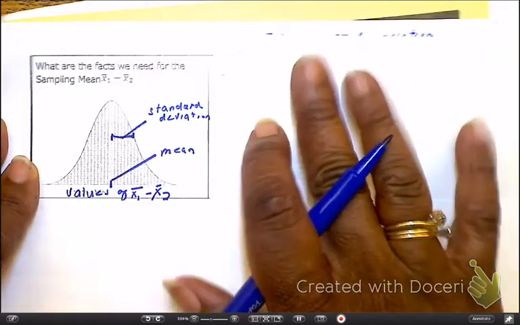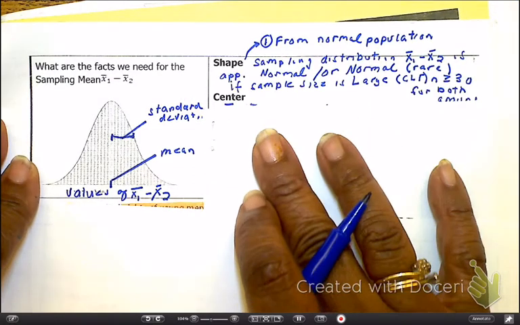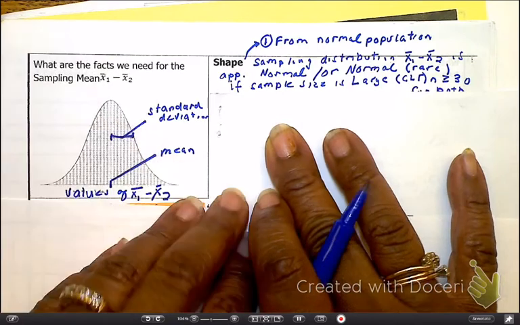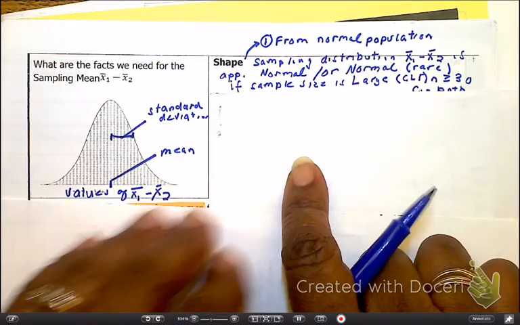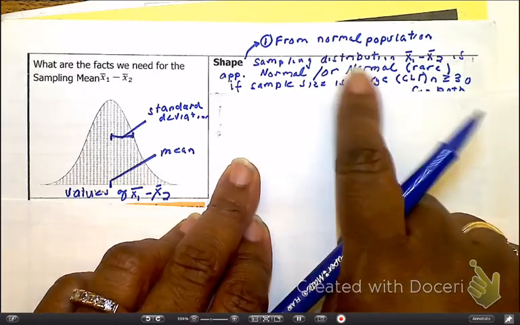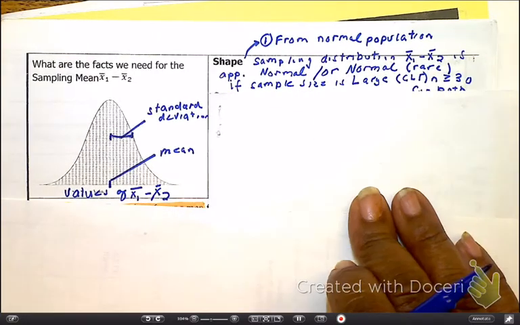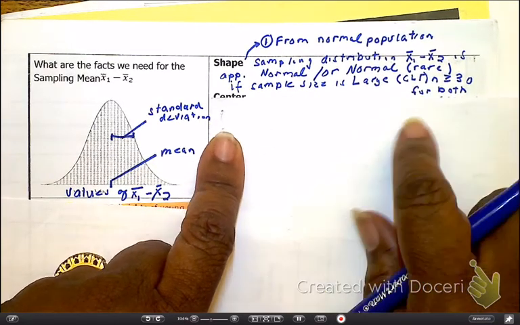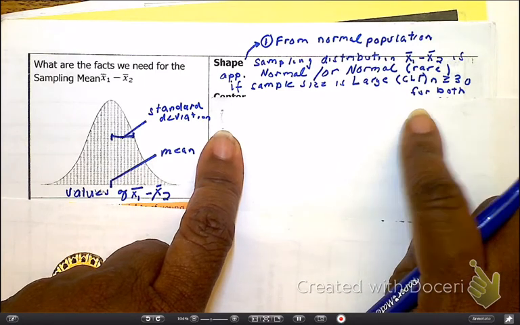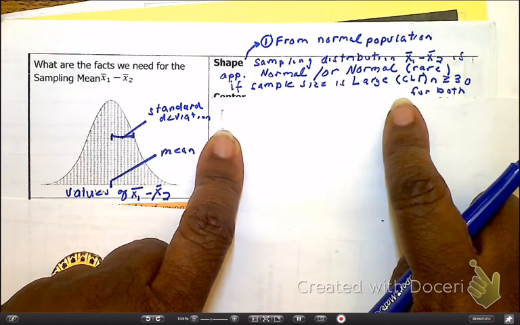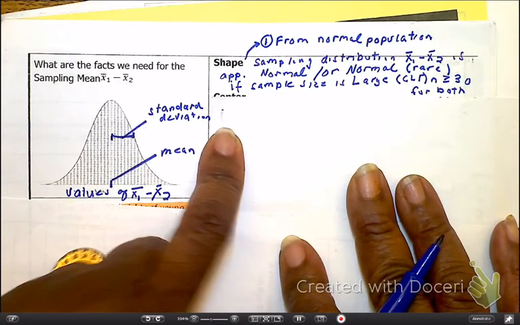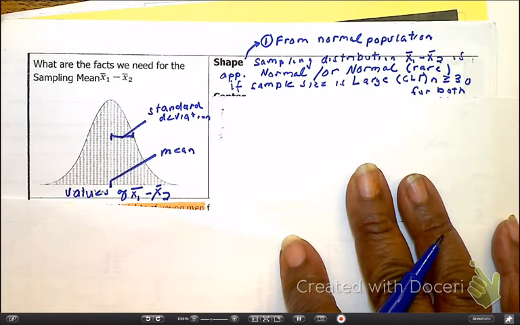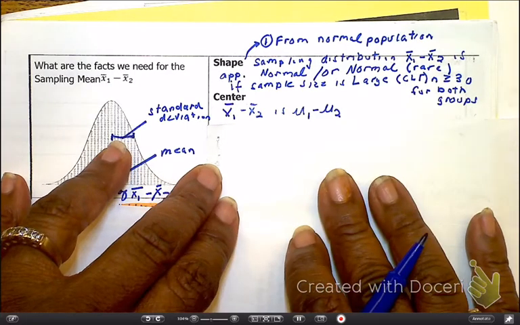So let's continue and look at our shape. If it comes from a normal population, everything's set. If they were nice enough to tell us that it's approximately normal or normal, that's rare, but thank you very much. If none of those are applicable, and they just tell us that we have a sample size larger than 30 for both, then we have the CLT. But please remember, the CLT is only applicable with the understanding that we had randomization in the first place and independent situations.